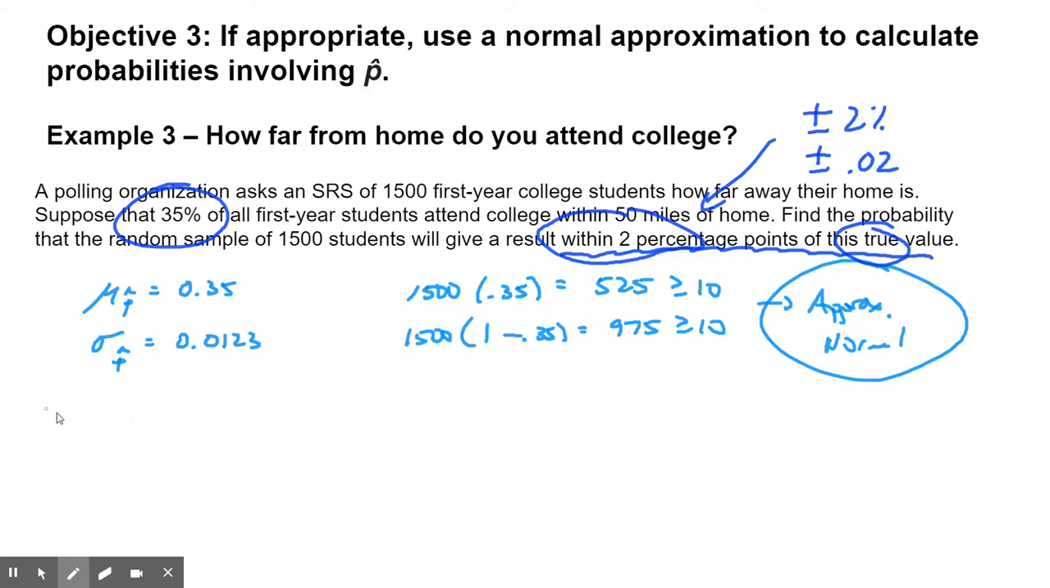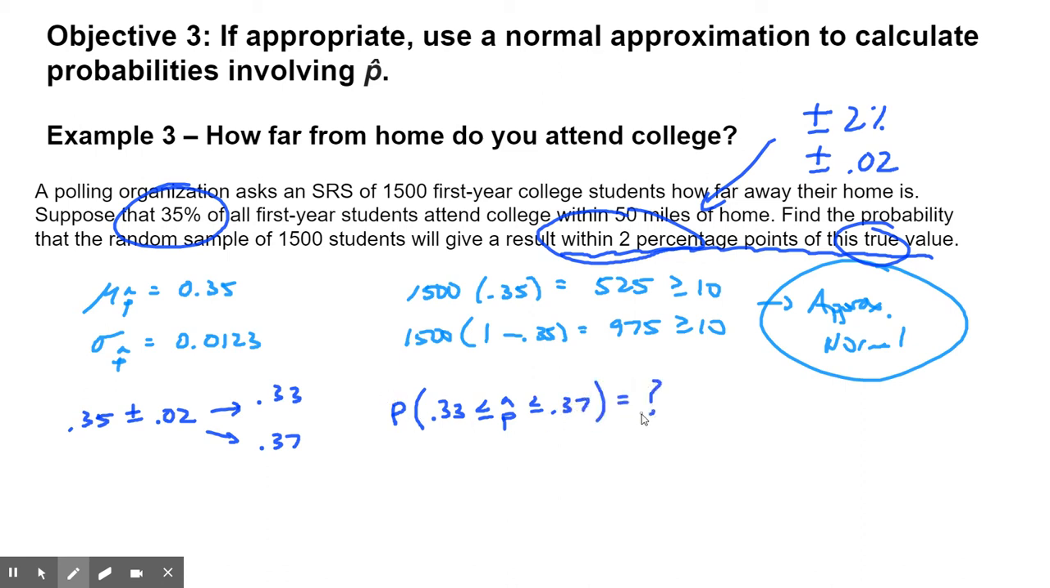I'm going to come down here now, plus or minus 0.02, which results in 0.35 minus 0.02, which is 0.33, and 0.35 plus 0.02, which is 0.37. We have two values in this problem. So we're trying to calculate the probability that our sample proportion p hat is in between 0.33 and 0.37. That's our problem, right?